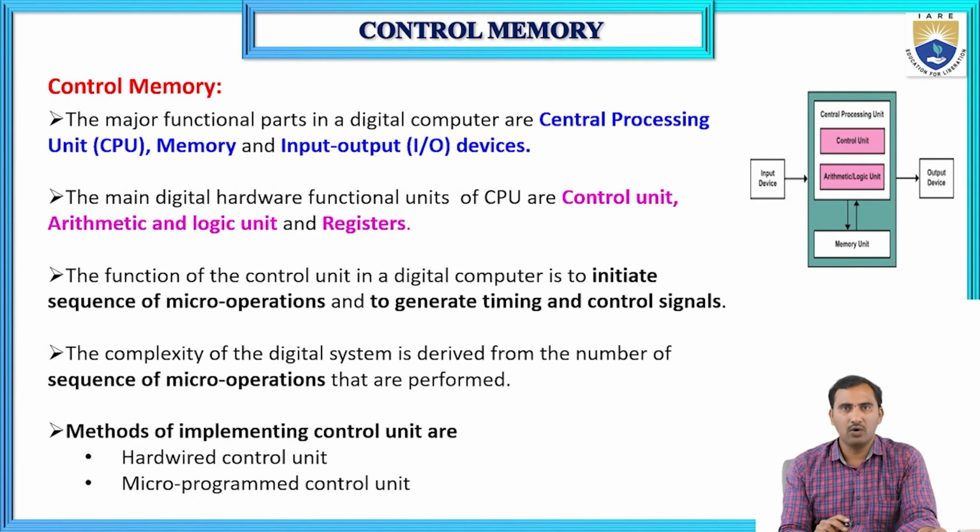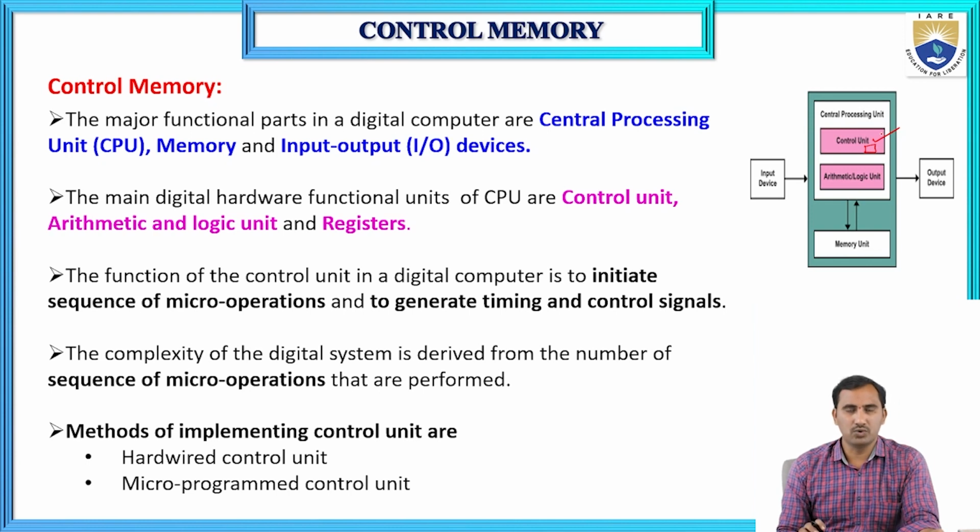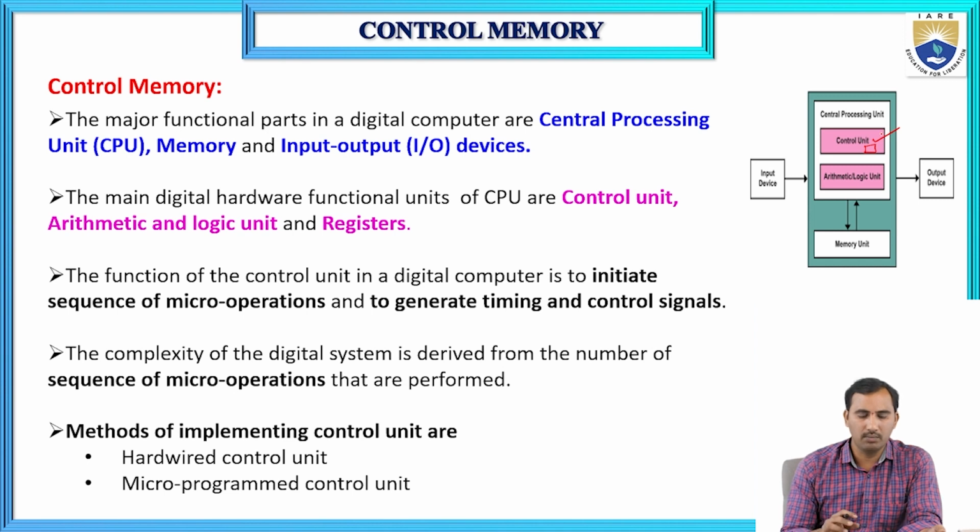And coming to the control memory. So what is control memory? The control memory is the memory which is present in the control unit. The control unit is present in the CPU, central processing unit. In this control memory, we store programs related to the microprogram.